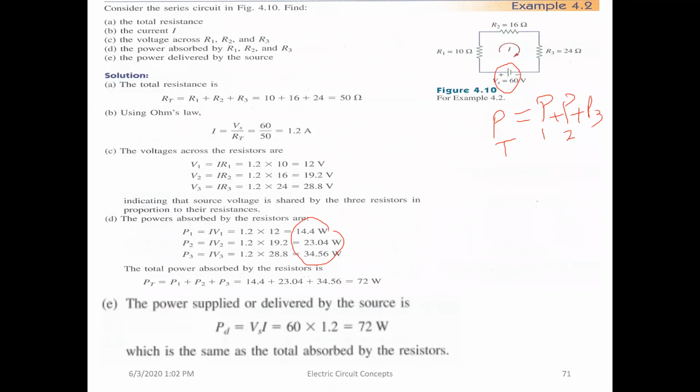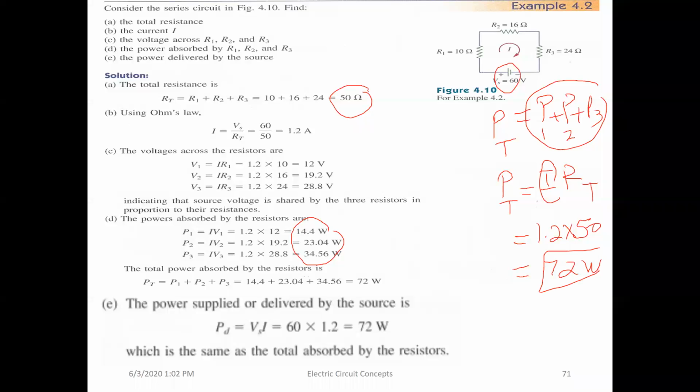Or another way we can get PT is I times RT. We have an RT and we have an I. So this gives us the same answer as if we use this formula. So 1.2 times 50 gives us the same 72 watts. So maybe this is a faster and easier way to do it, or you could use these two here. It doesn't matter.